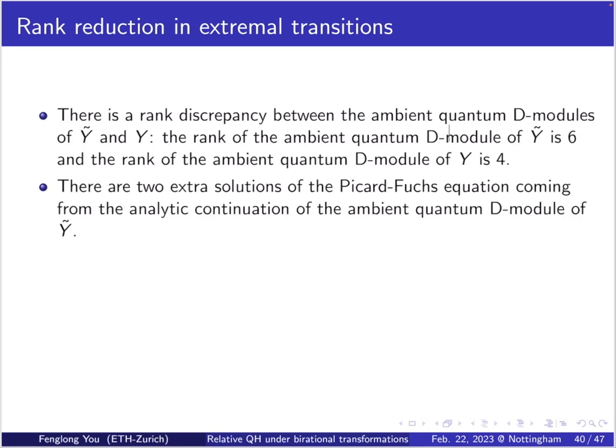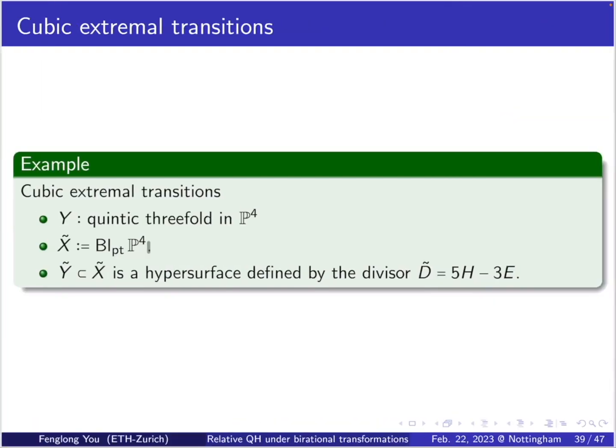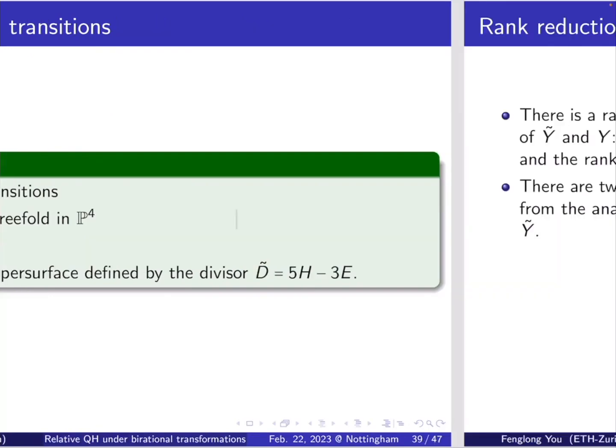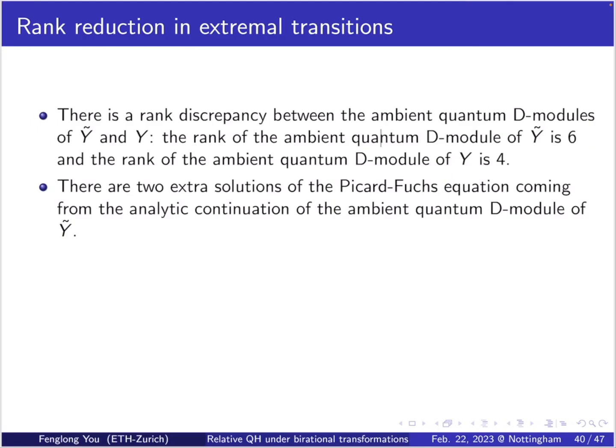You can study the quantum cohomology, and the I functions are solutions to some Picard-Fuchs equations. Here is an example from the previous page. Y tilde is this hypersurface in the blow-up of P4, and Y is the quintic. The ambient quantum D-module of Y tilde has rank 6, and for the quintic it is rank 4. There are two extra solutions for the Picard-Fuchs equation. They come from the analytic continuation of the I function of Y tilde.